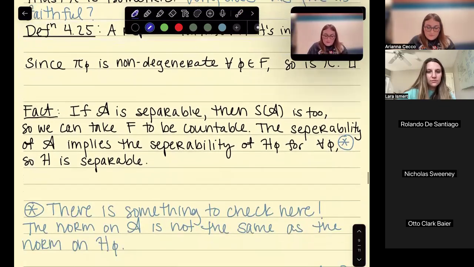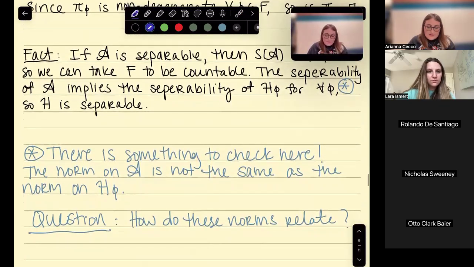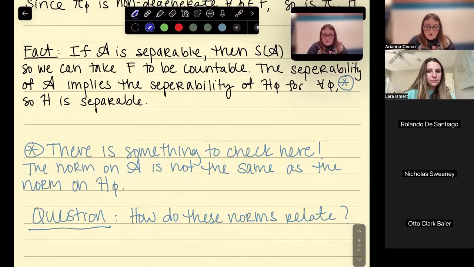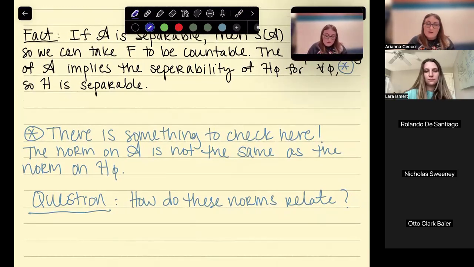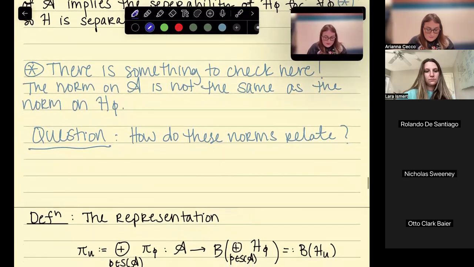But I put a star here because there is something to check. The norm on A is not the same as the norm on phi of H. So something you should look at and play with for yourself is how these norms relate. Why can we say that? That's something good to think about.